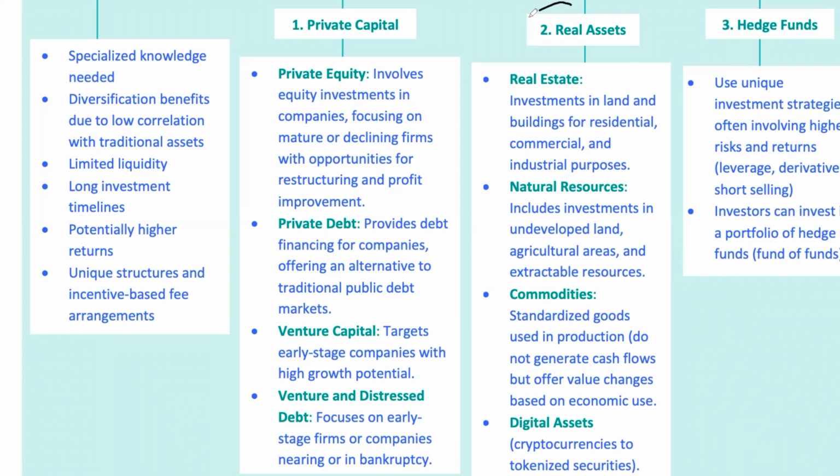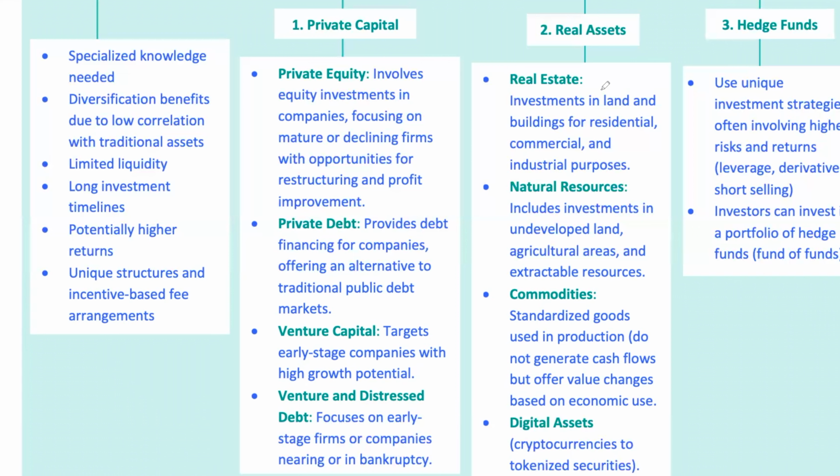Next up are real assets, stuff you can touch like land, buildings, and even toll roads. Real estate is probably the most familiar. You invest in a commercial building, collect rent, and maybe see the property appreciate. Infrastructure investments like airports or highways generate steady cash flows, often backed by government contracts.